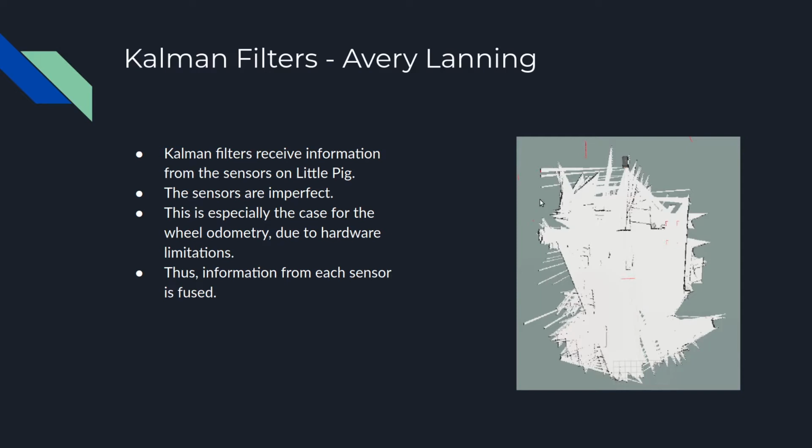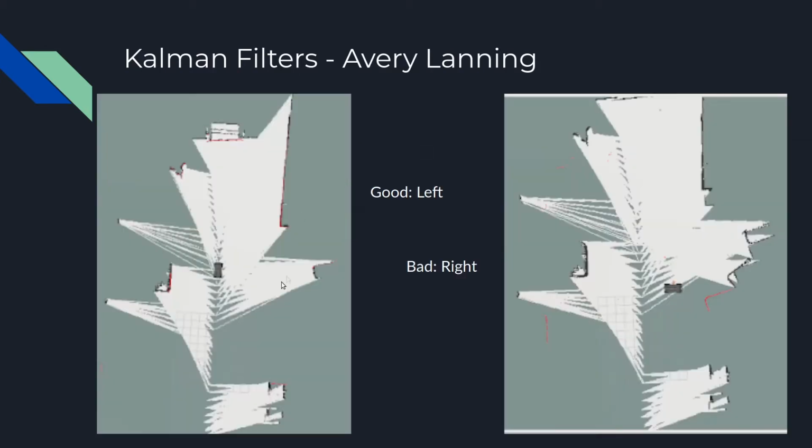Whenever Little Pig moved around, it saw the wall in a different place each time because its odometry had slipped. And it kept mapping out where the wall was and kept getting confused or lost. This is why the information from the sensors is fused. You can see this here.